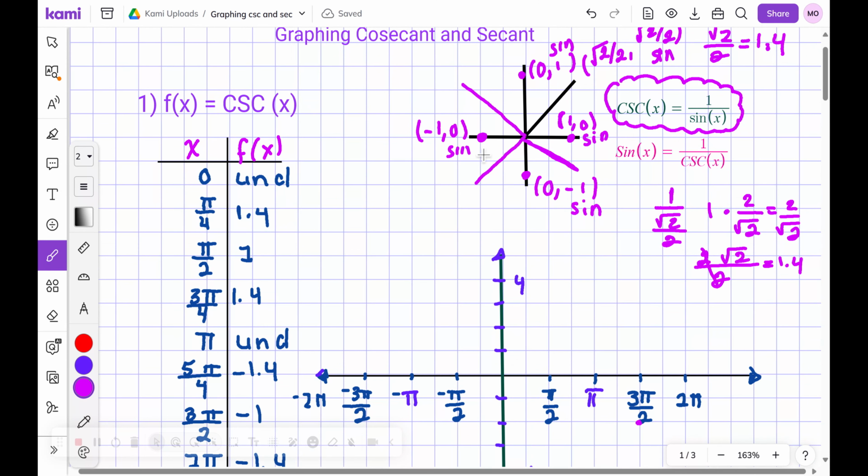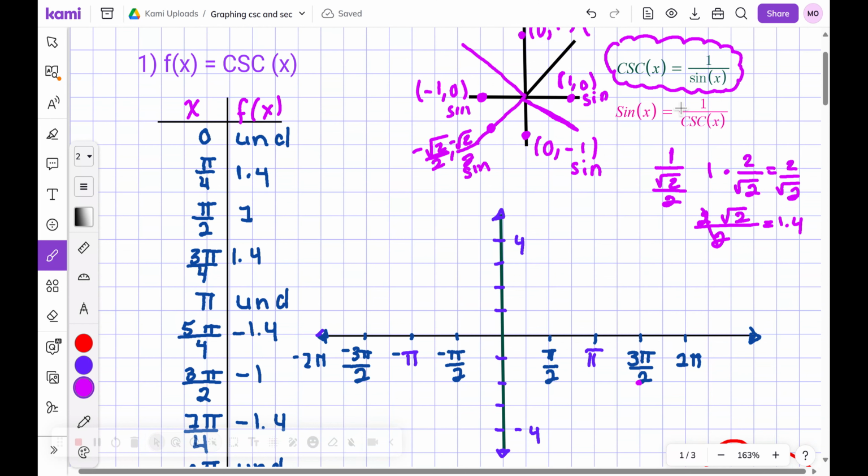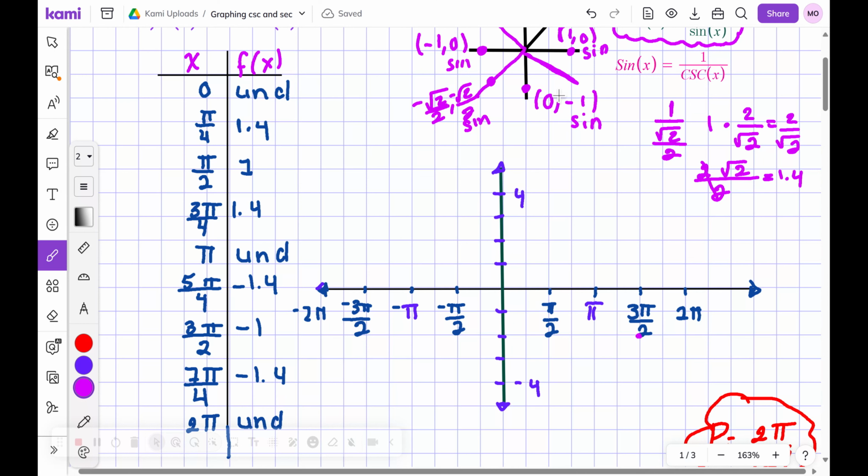And then we go to quadrant number 3. Over here, your sine is negative, so it will be negative 1.4. At 3 pi over 2, sine of 270 is negative 1, so 1 divided by negative 1 is negative 1. And then we do 7 pi over 4, where your sine is negative, so it'll be negative 1.4. And then undefined, okay? And then we graph.